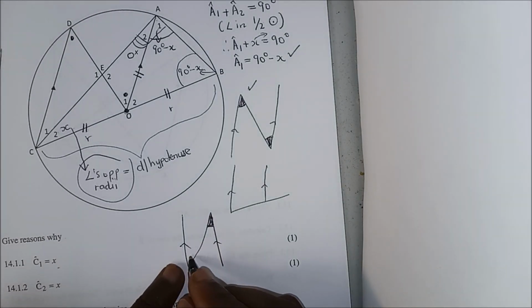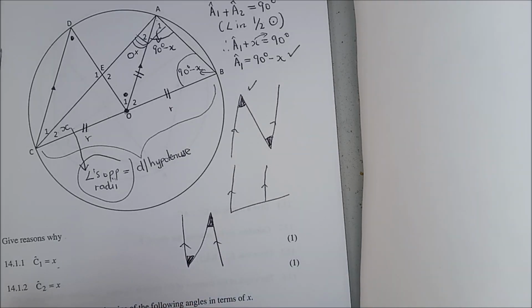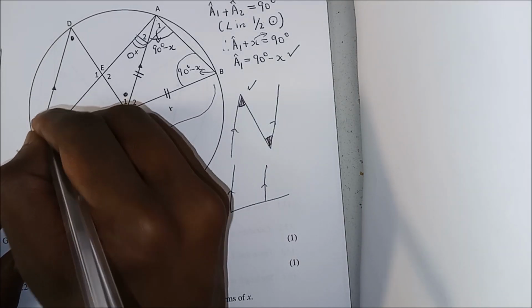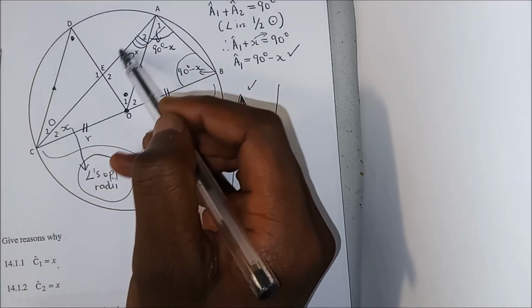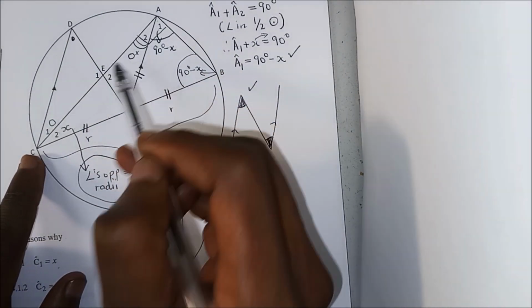But which one is this one? Where do we find that angle? It will be here on C1. I don't know if you can see that Z there. Z, then the two have to be equal.